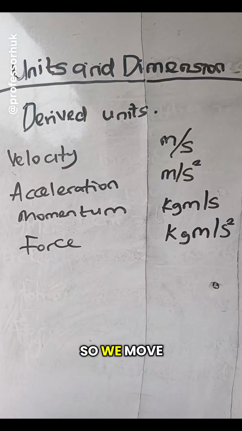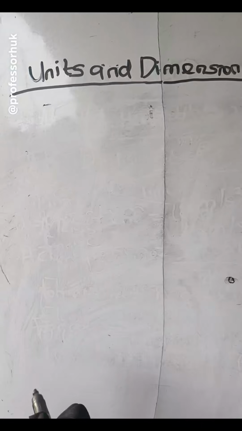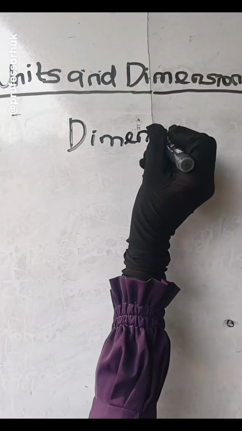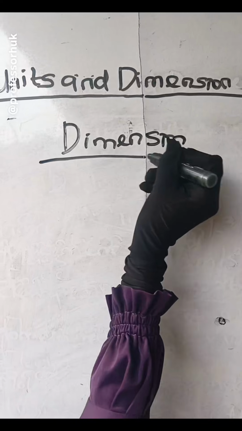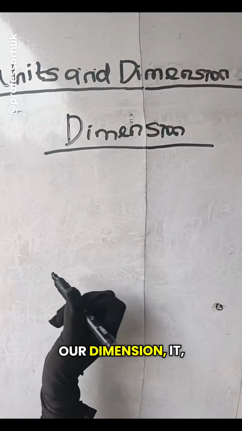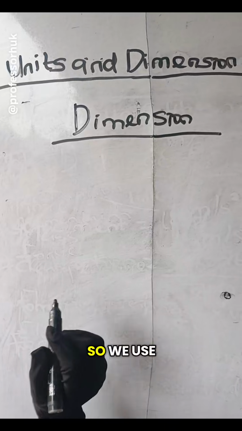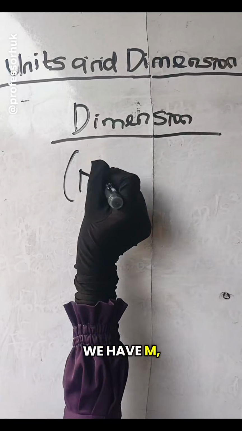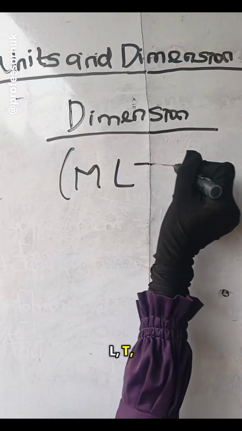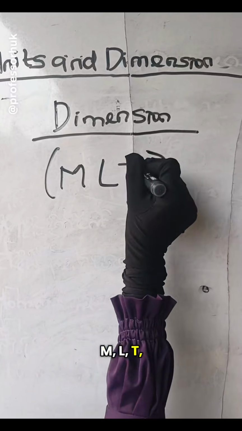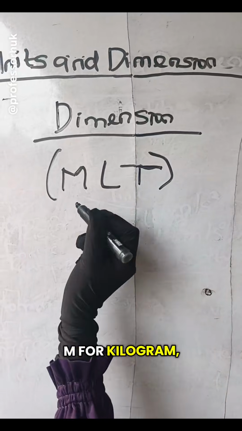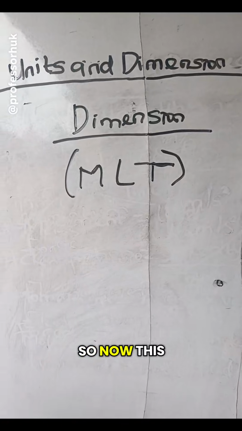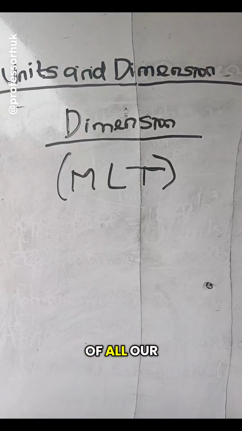So we move on to dimension. Our dimension, we have 3 main dimensions. We use these 3 main dimensions to get our other dimensions. We have M, L, T. M for mass, L for length, and T for time. Now this is how we get the dimension of all our other quantities.